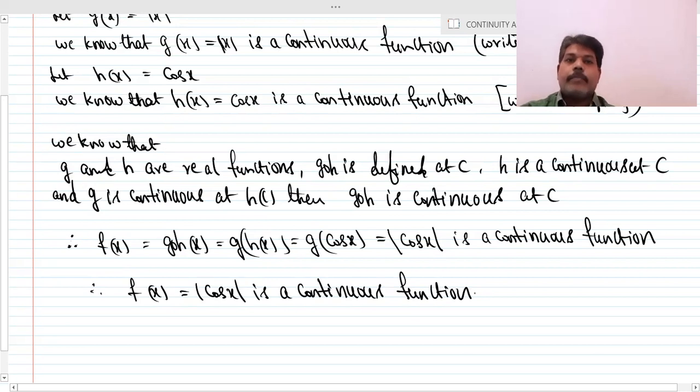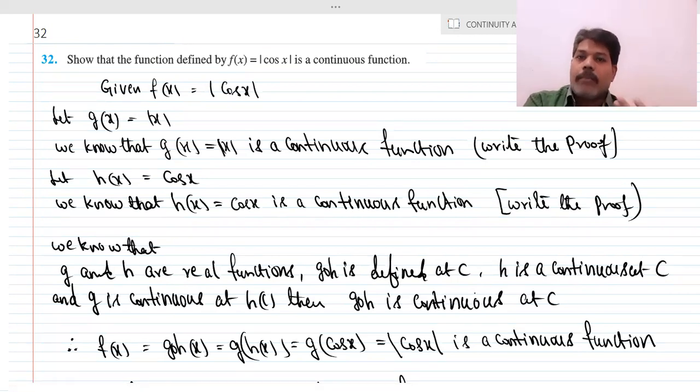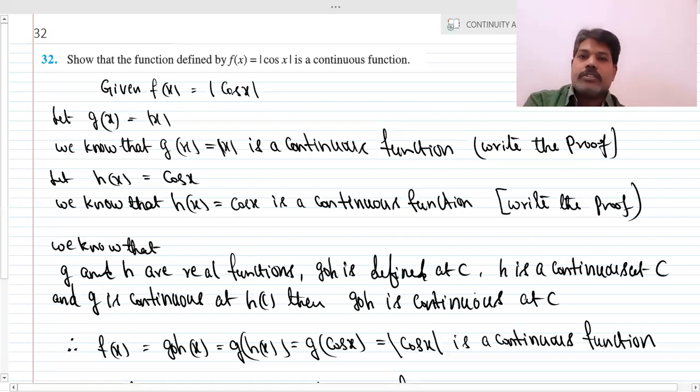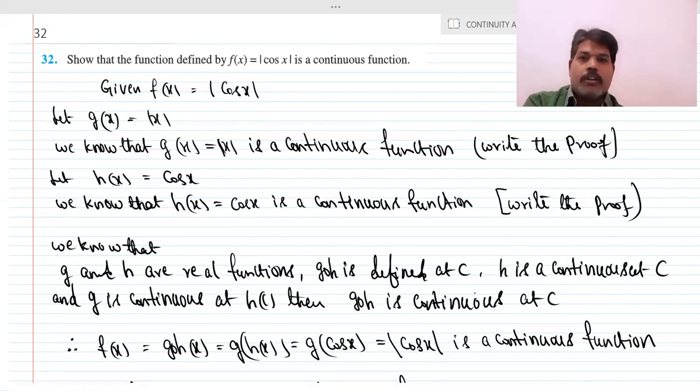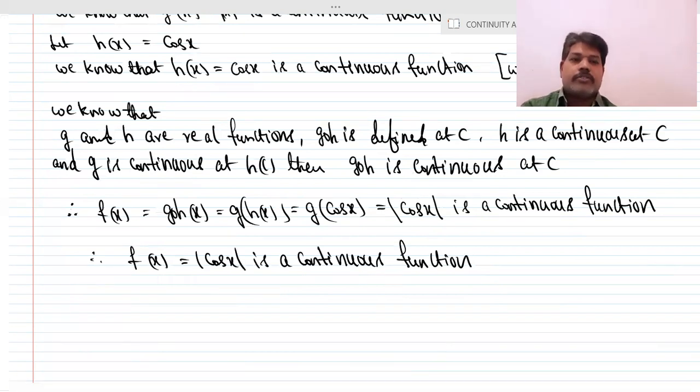See that question, students. First we have to understand that two functions are there. The first one is mod x and the second is cos x. First we compulsorily have to prove in the examination that mod x is a continuous function. We already proved it in the previous questions, so see that one and complete that question. Next, cos x: let h of x be cos x. Cos x is also a continuous function, and we have to prove that one. After proving these two, g circle h is also a continuous function. That is nothing but f of x, so f of x is also a continuous function. Okay, students, see that question and practice it.